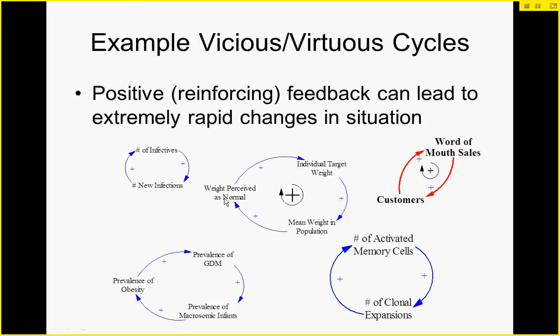If we have some individual, we have some weight perceived as normal, that might influence the weight for which I'm shooting. If I get concerned that I'm getting a bit overweight and I need to put more emphasis on working out or on eating more healthily, it might change my target weight. And if my individual target weight goes up, I will tend to be heavier. I probably should have added another link there to show that. And that will increase the mean weight in the population, and that will increase weight perceived as normal. So this is trying to show a kind of hypothesis for why we see sudden rises in the amount of obesity. It's because people come to think of heavier weights as kind of normal.